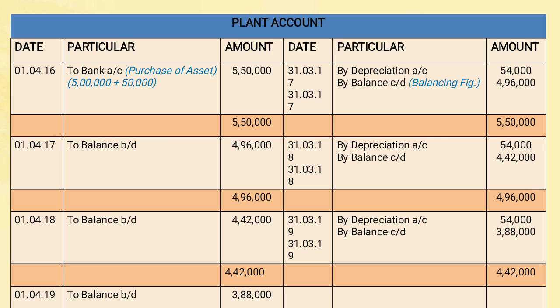Okay, so then after plants account, we have to see the plants account. Here we have to see what we have to see.